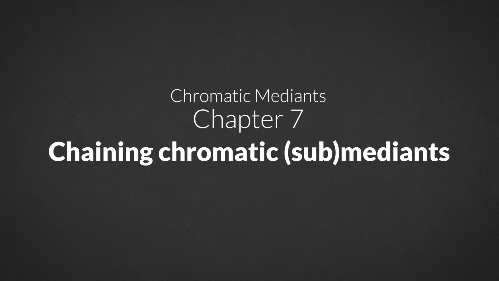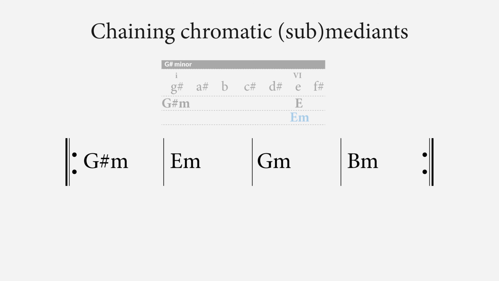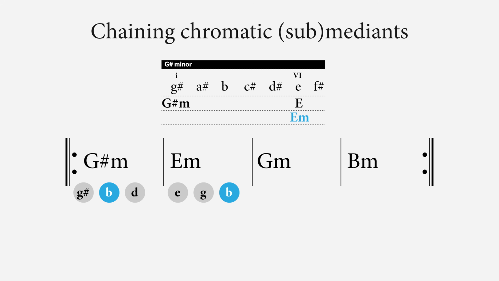Now, a real nice trick is to chain chromatic mediants to extend the mysterious mood over a more evolving progression. Now we could do something like this. The G-sharp minor chord is followed by its chromatic submediant E minor, which is the minor parallel of the diatonic submediant in the key of G-sharp minor, and that's the E major chord. The chords are connected by the note B.